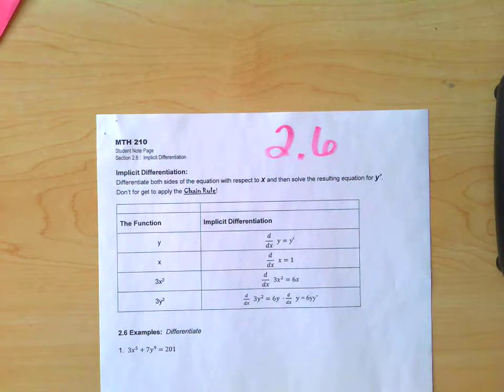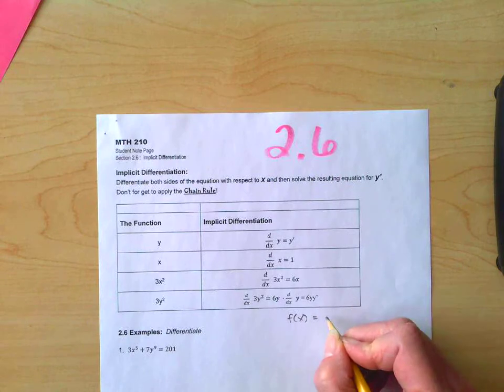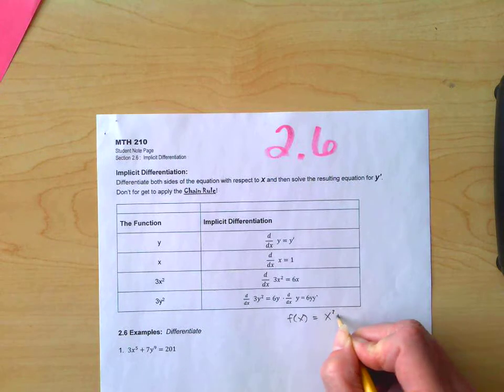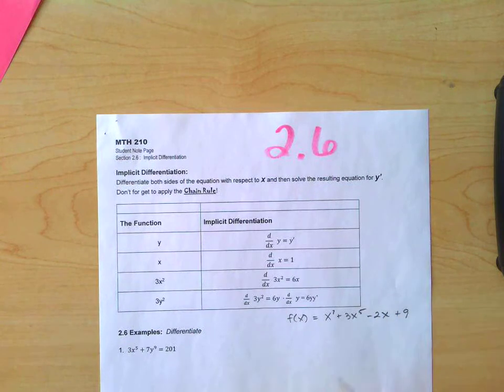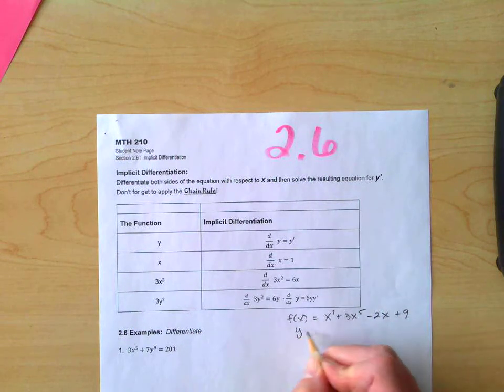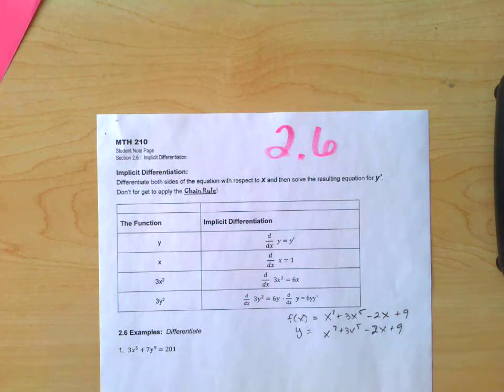Why we need implicit differentiation. This, probably more than anything else in the video, might be what you find the most helpful. Notice that for all the examples we had before, we were finding the derivative of f of x. For example, f of x equals x to the 7th plus 3x to the 5th minus 2x plus 9. But notice it was solved for y, because f of x is the same thing as y.